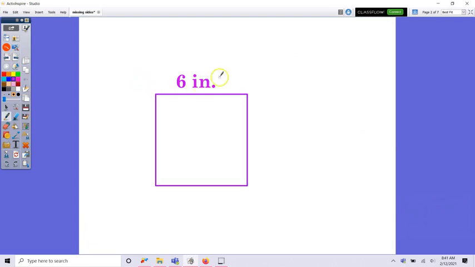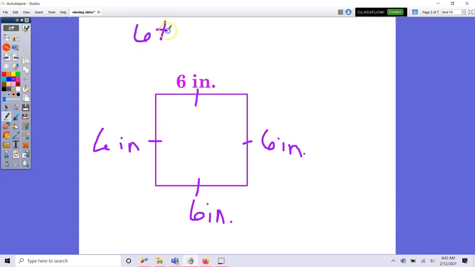Let's take a look at this square. In a square, all of the sides are equal, which means if the length is 6 inches, the length is 6 inches. And this also means that the heights are 6 inches. To find the perimeter, I am simply going to add all four sides together. So I would have 6 plus 6 plus 6 plus 6, and I would get a perimeter of 24 inches.